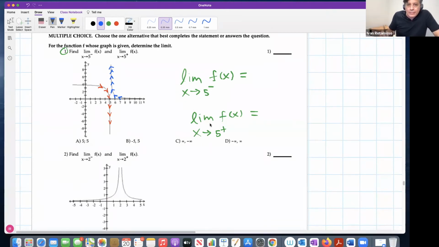You know how to see that if you approach 5 from the left, this is going to negative infinity, right? It's decreasing without bound, so negative infinity. And if you approach 5 from the right, the output values are increasing without bound towards positive infinity, right? So negative infinity first, followed by positive infinity. That positive sign you can drop. So this is it. Excellent.